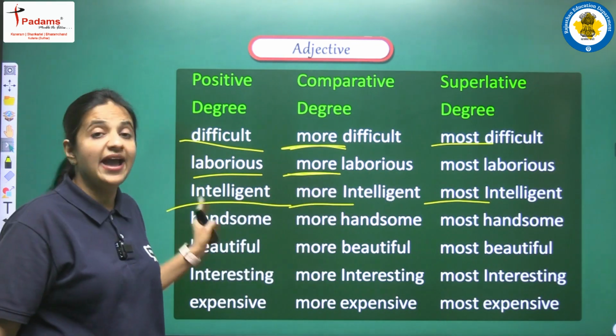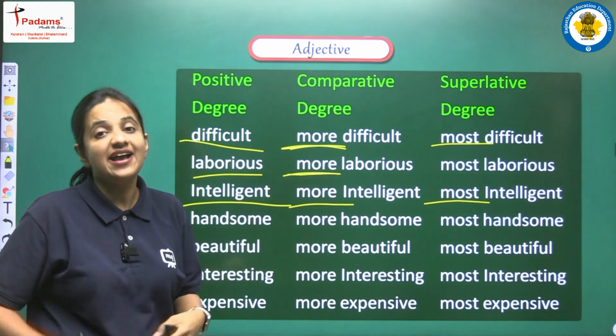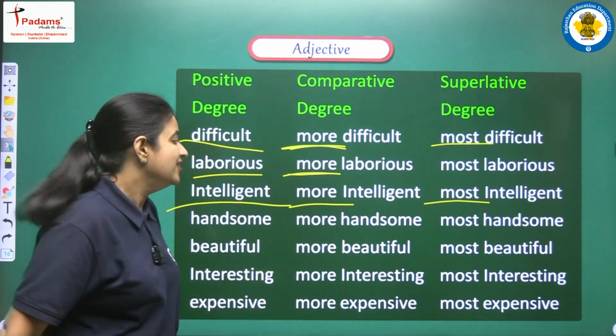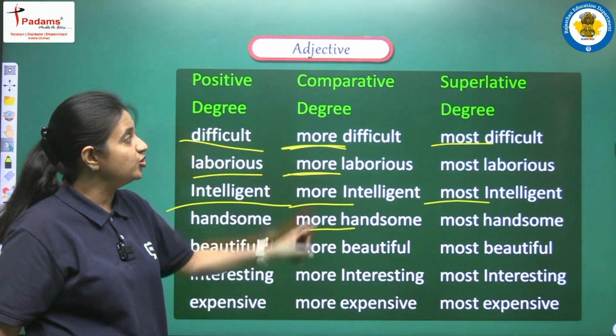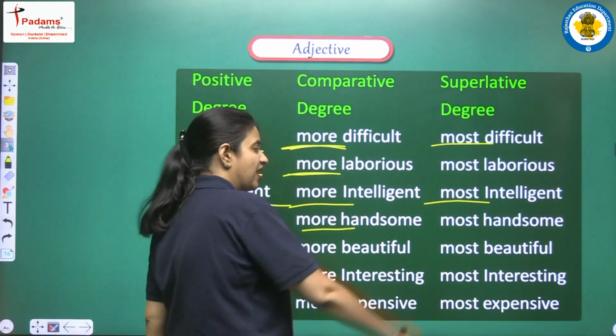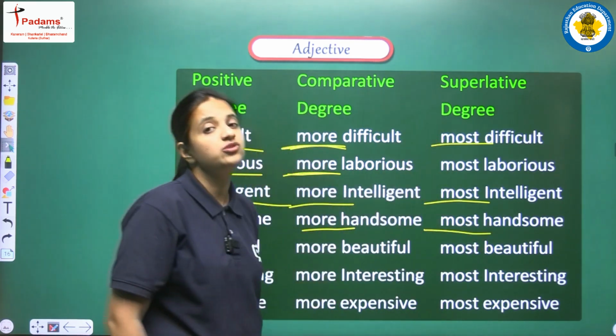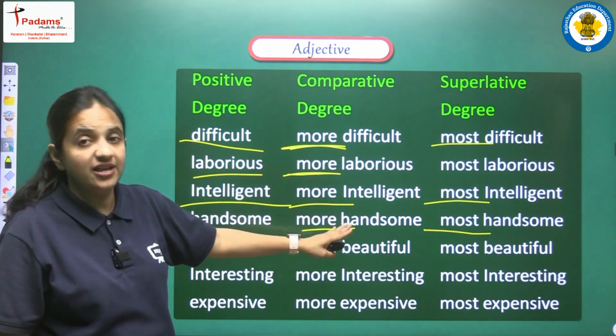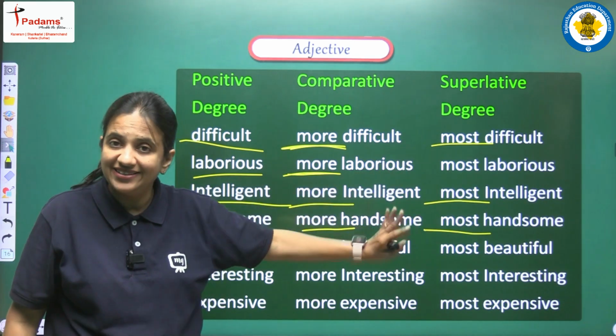Next we are having handsome. So yes, we can see handsome, it's a double syllable word, hand and some. Okay, so for that we have to add more to get comparative degree, and we have to add most to have superlative degree. So it will be handsome, more handsome and the most handsome.